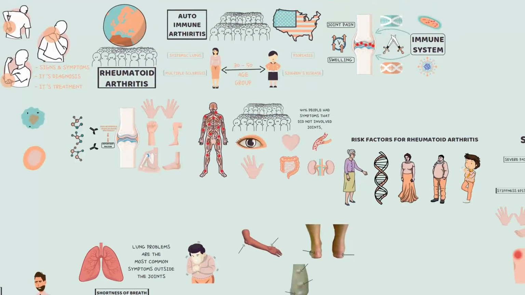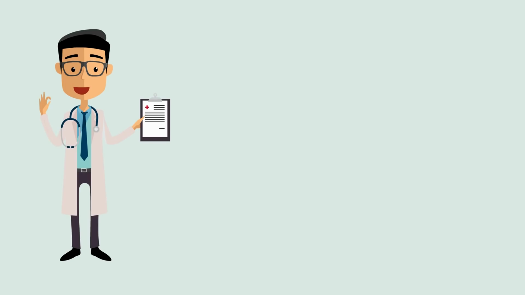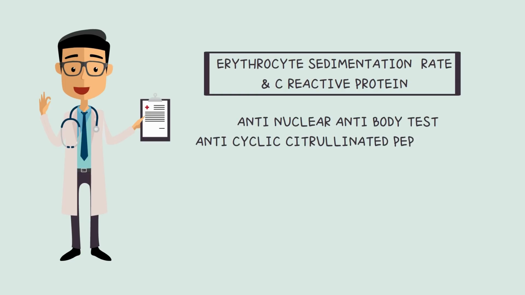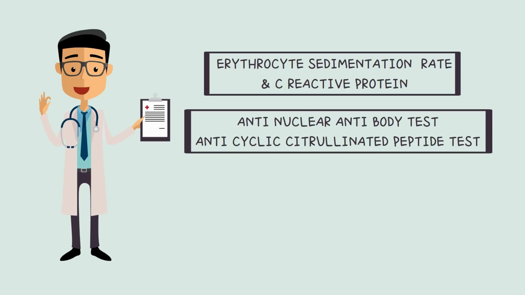So these were some of the signs and symptoms you can develop if you have rheumatoid arthritis. Your physician may order some lab tests to confirm the diagnosis of rheumatoid arthritis. These tests can include the erythrocyte sedimentation rate and C-reactive protein. Higher levels of ESR and CRP indicate excessive inflammation in the body. ANA or anti-nuclear antibody test and anti-CCP, also known as anti-cyclic citrullinated peptide test, are also done, which can indicate the diagnosis of rheumatoid arthritis.